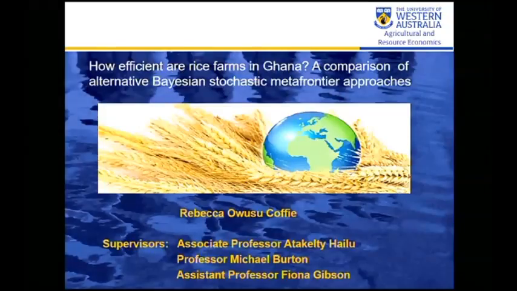I present to you a part of my thesis. Actually, the thesis was about agricultural productivity and food security of rice-producing households in Ghana. I looked at two various dimensions of the problem: technical and efficiency. So for today's presentation, I'm going to focus on the efficiency aspect of the study.